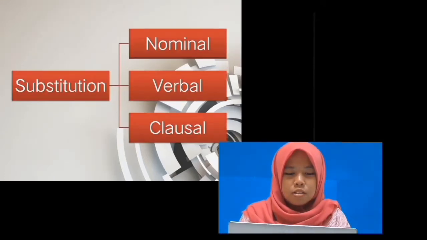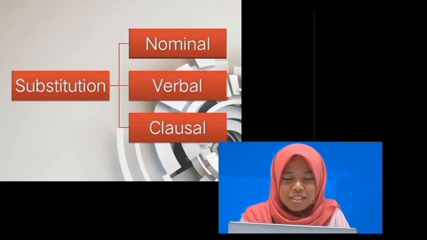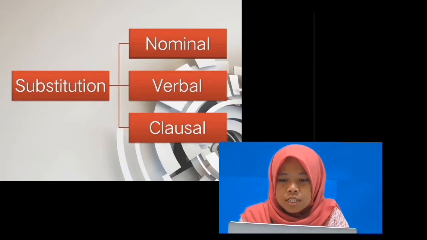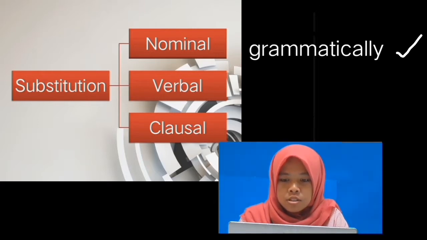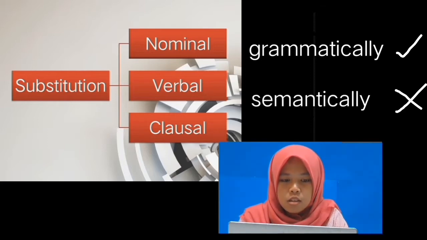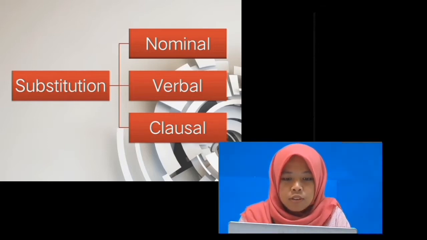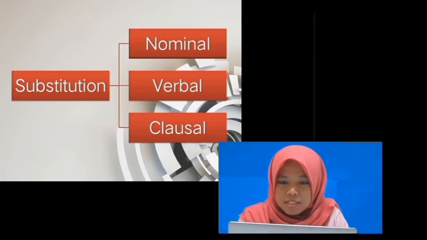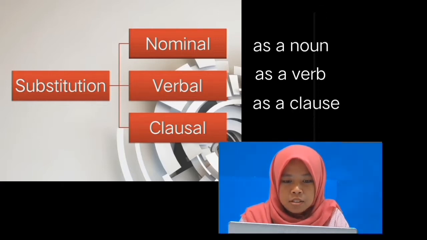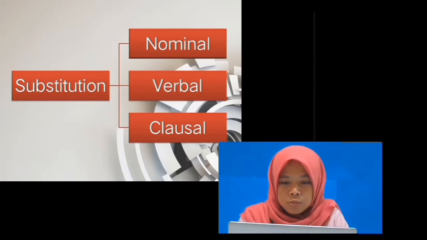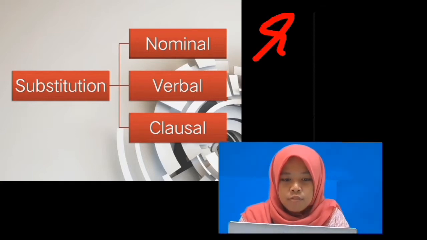Types of substitution. Since substitution is a grammatical relation, a relation in the wording rather than in the meaning, the different types of substitution are defined grammatically rather than semantically. The criterion is the grammatical function of the substitute item. In English, a substitute may function as a noun, as a verb, or as a clause. To this correspond three types of substitution: nominal substitution, verbal substitution, and clausal substitution.